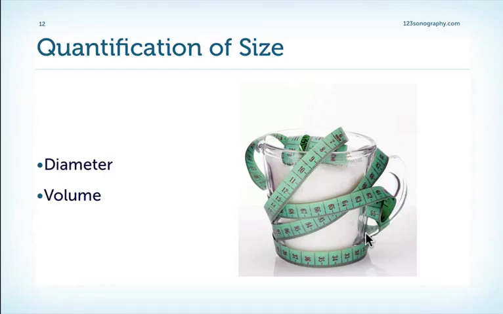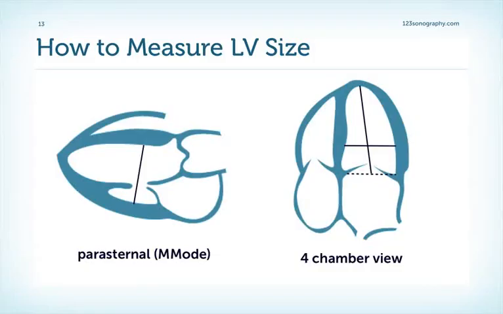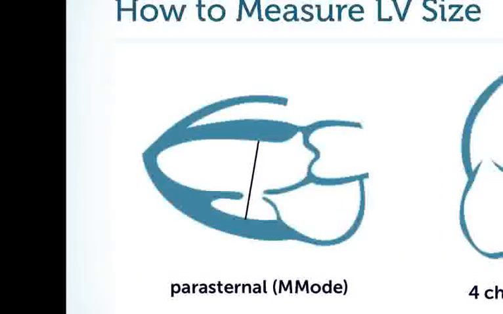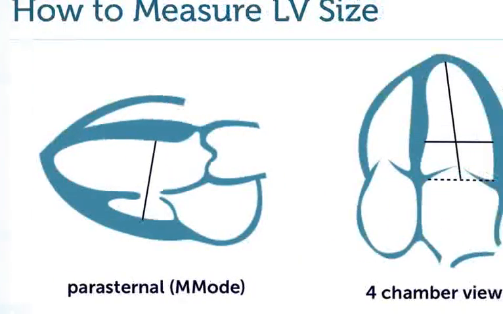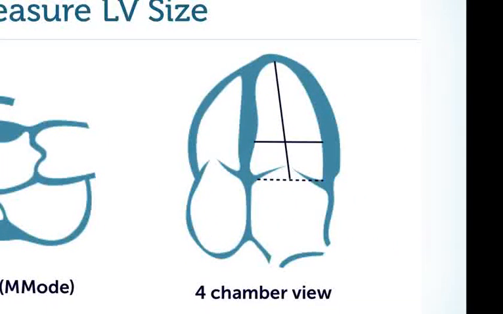To quantify the size of the left ventricle, in principle, you have two possibilities. One would be to measure the diameter, and the second would be to measure the volume. The diameter of the left ventricle has traditionally been measured using M-mode from a parasternal approach. But you can also measure diameters using the four-chamber view, for example. The following demos will now show you how to measure diameters of the left ventricle.